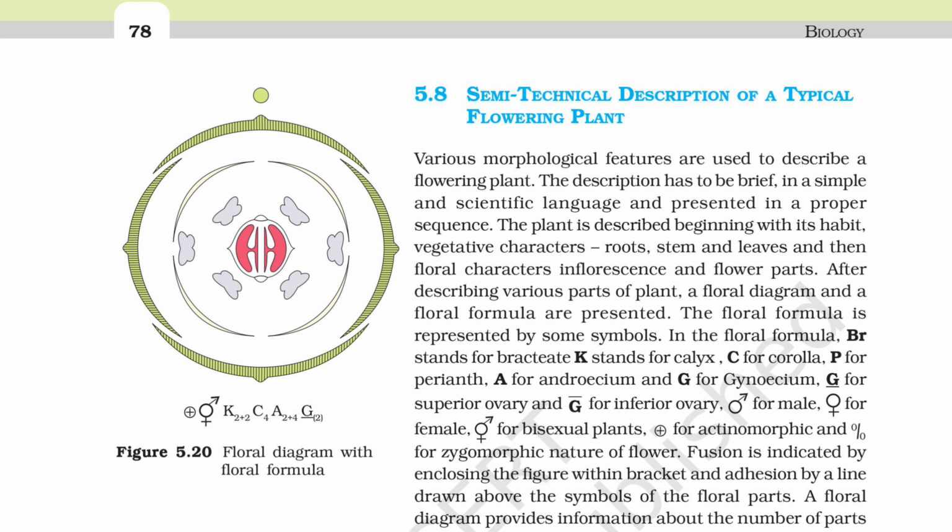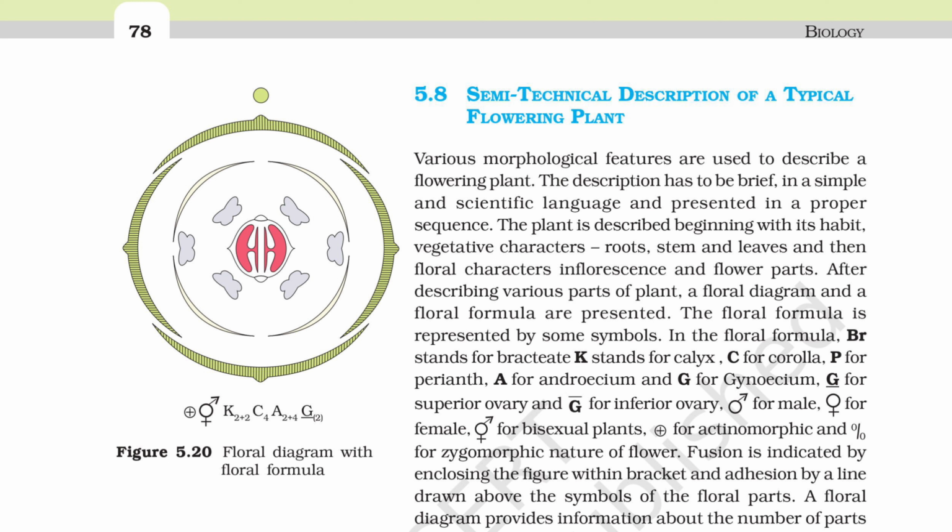The floral formula is represented by some symbols. In the floral formula, Br stands for bracteate, K stands for calyx, C for corolla, P for perianth, A for androecium and G for gynoecium, G underscore for superior ovary and G bar for inferior ovary. Male sign for male, female sign for female, hermaphrodite sign for bisexual plants, O+ for actinomorphic and the other symbol for zygomorphic nature of flower. Fusion is indicated by enclosing the figure within bracket and adhesion by a line drawn above the symbols of the floral parts.